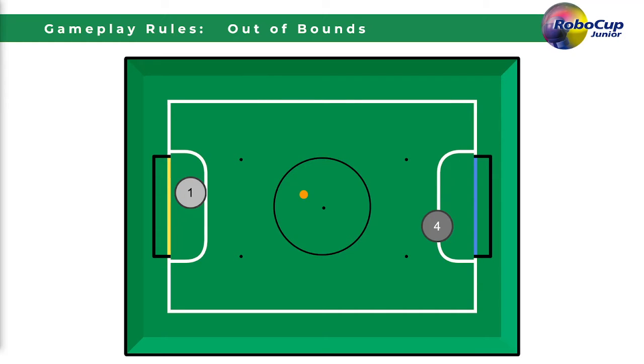A robot is also called out of bounds if it moves completely into a penalty area, even while still touching the white line. In this picture, only robot 1 is out of bounds, even though it is still over the white penalty area line.